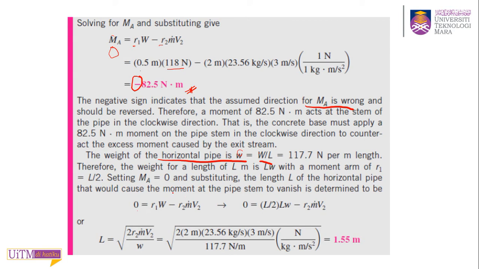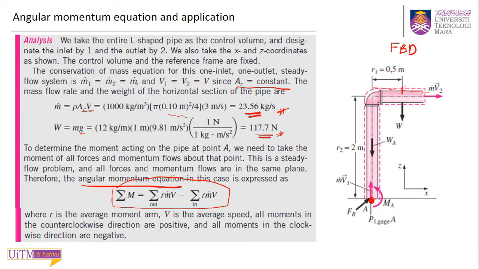And you will get W equal to w times L. This big W will equal to small w times L. They give you the weight per meter length, so you get your weight for the horizontal pipe in terms of L. You want to replace this W in terms of L, because you want to find the length, to make sure the moment at point A is 0. So that's one. W, and the R1.